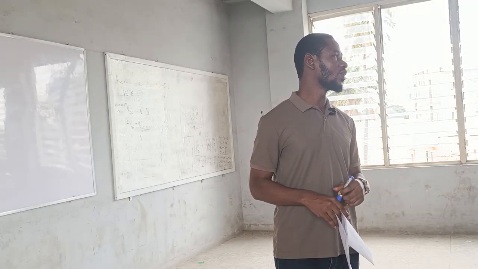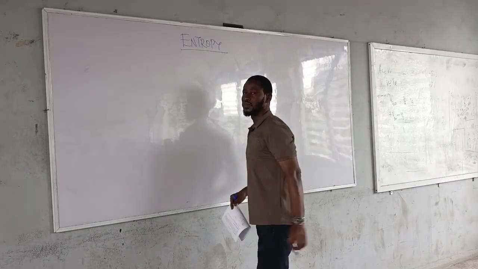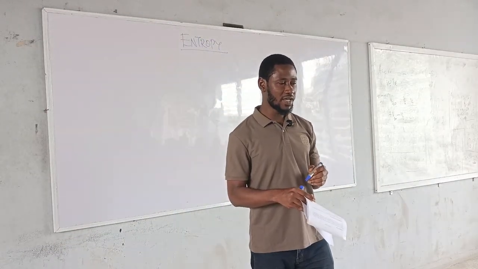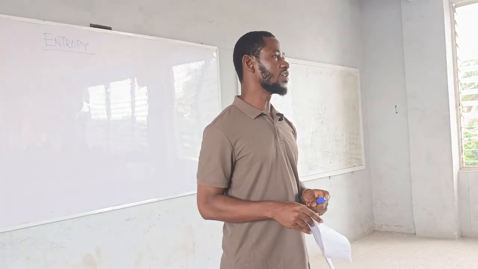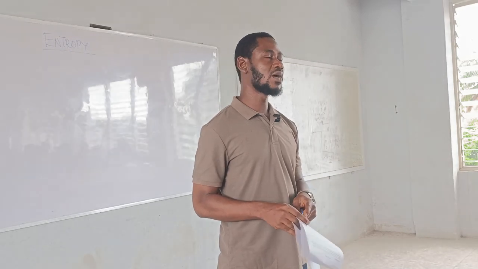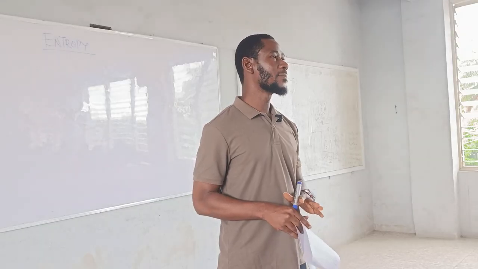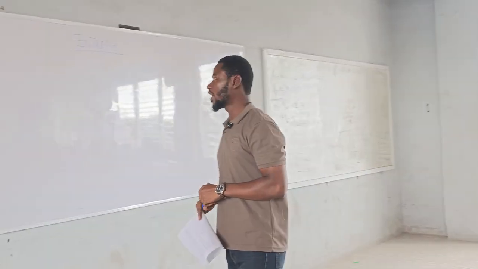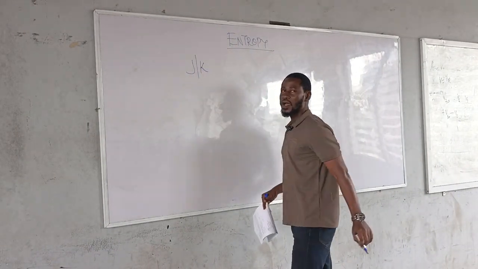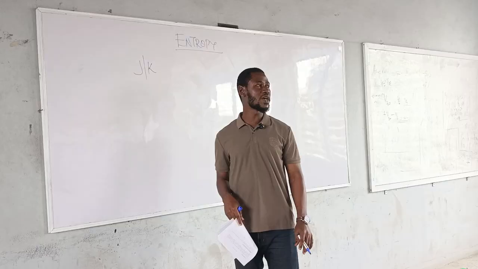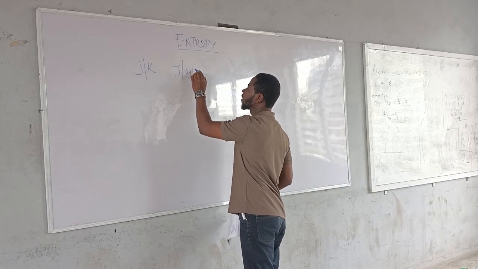The topic that we are going to be looking at is entropy. In thermodynamics, entropy is defined as a measure of degree of disorderliness, randomness, and unavailability of energy in a system. The SI unit of entropy is Joule per Kelvin, and it can also come in the specific form as Joule per kilogram Kelvin.